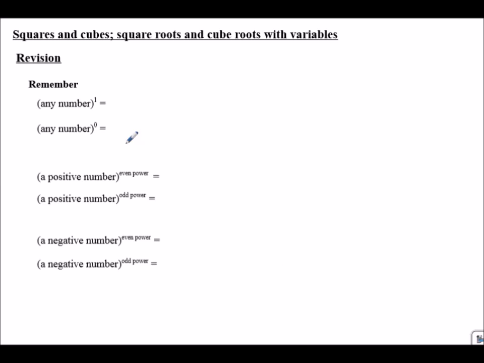Any number to the power of 1 will just be that number. Any number to the power of 0 will be 1. A positive number to an even power will be positive. A positive number to an odd power will also be positive. So we can think of that as a positive number to either an even or odd power will always be positive. A negative number to an even power will be positive. A negative number to an odd power will be negative. You need to go and learn those facts.